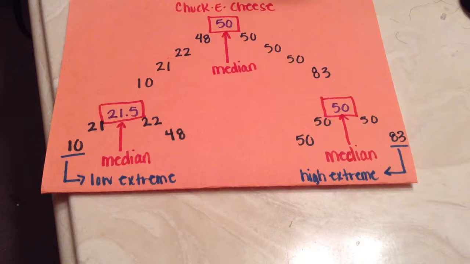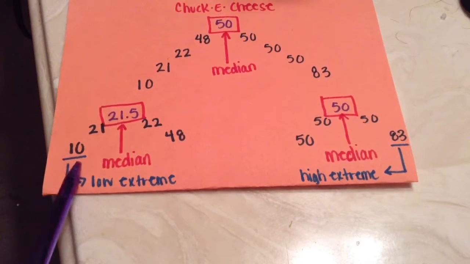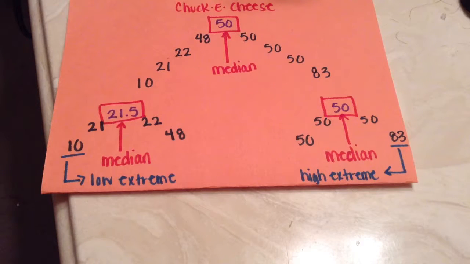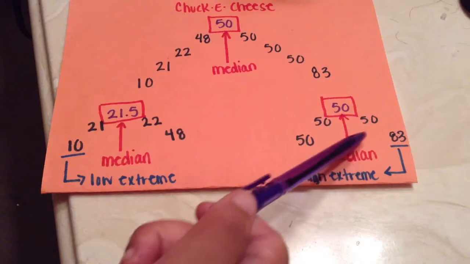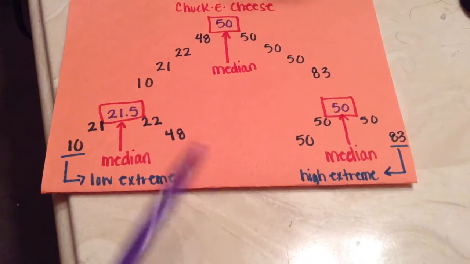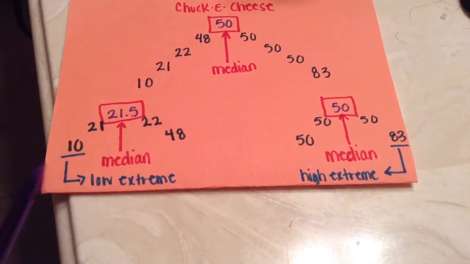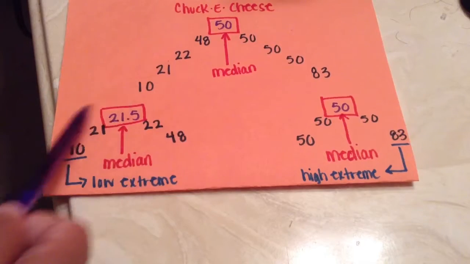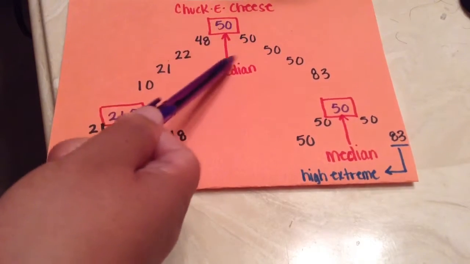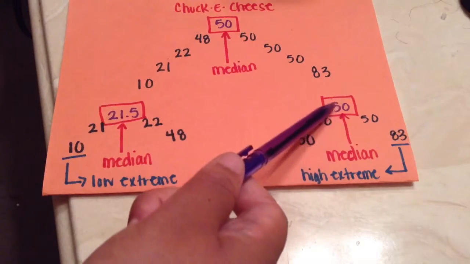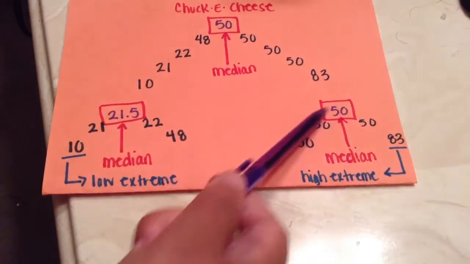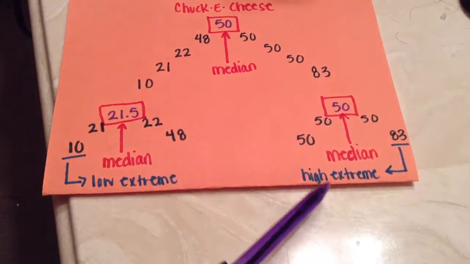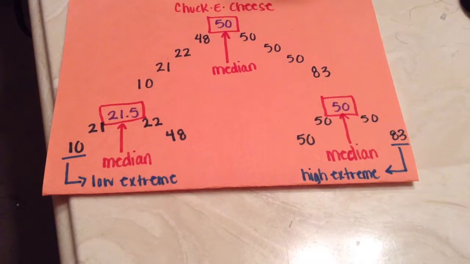In order to do the box graph, we also have to pay attention to our low extreme, which is our smallest number or our least number, and our high extreme, which is the highest number that we have. So we have 5 important numbers. We have the low extreme, which is 10, 21.5, which is the median of the smaller group, 50, which is the median of the entire group, and 50 again, which is the median of this other smaller group, and 83, which is the high extreme, which is the highest number or the greatest number.